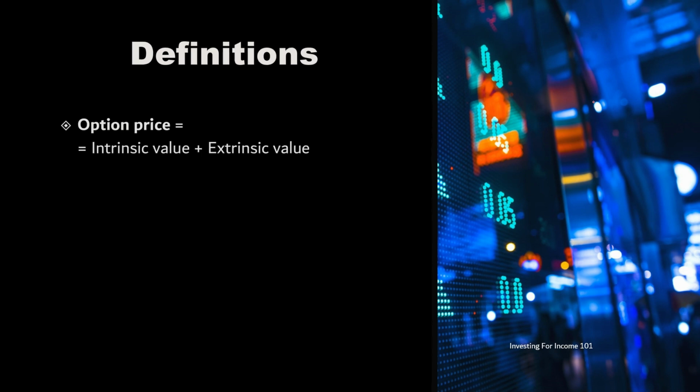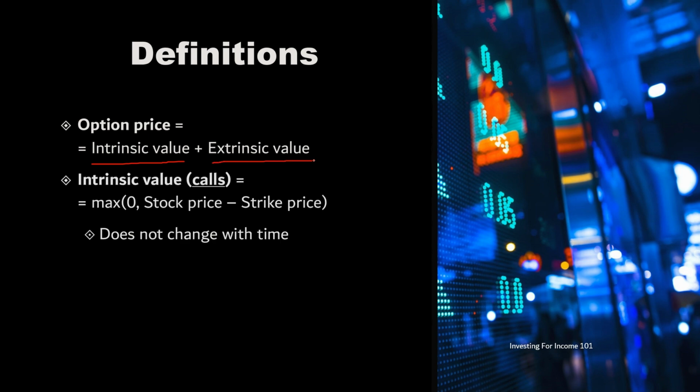So let's quickly jump to the definitions. As we know, option price consists of two parts: the intrinsic value that does not depend on time, and the extrinsic or the time value. The intrinsic value for call options, when the call option is in the money, is just the difference between the stock price and the strike price. And if the option is out of the money, meaning the strike price is above the stock price, then the intrinsic value is zero. And the intrinsic value does not change with time.